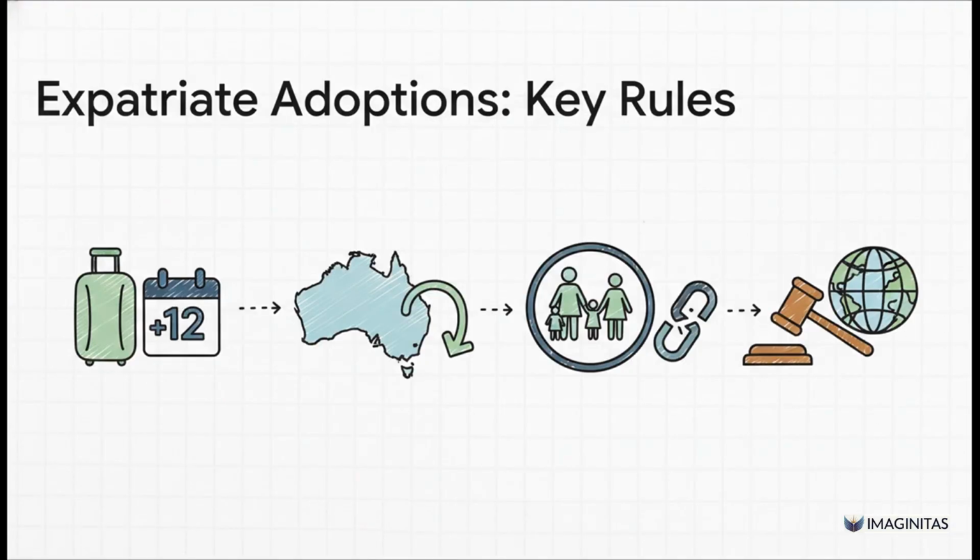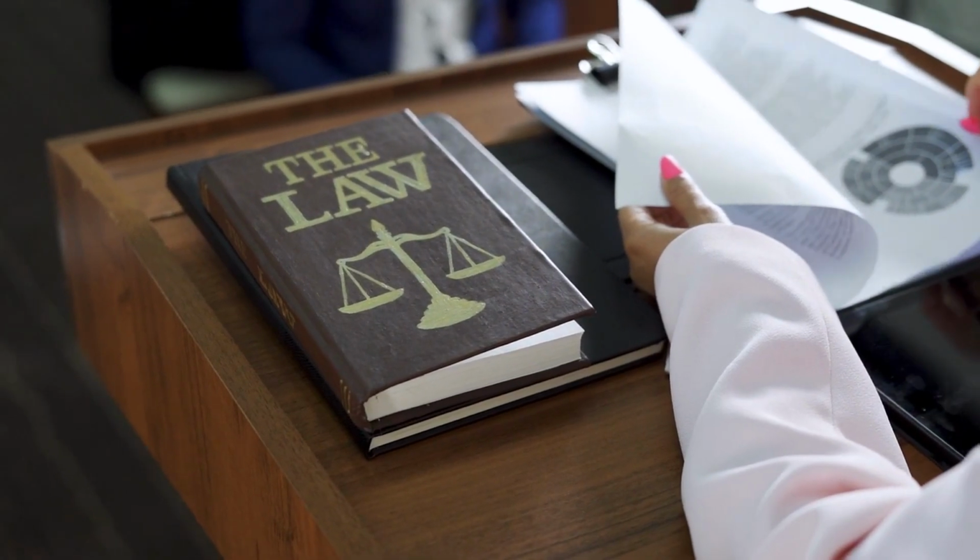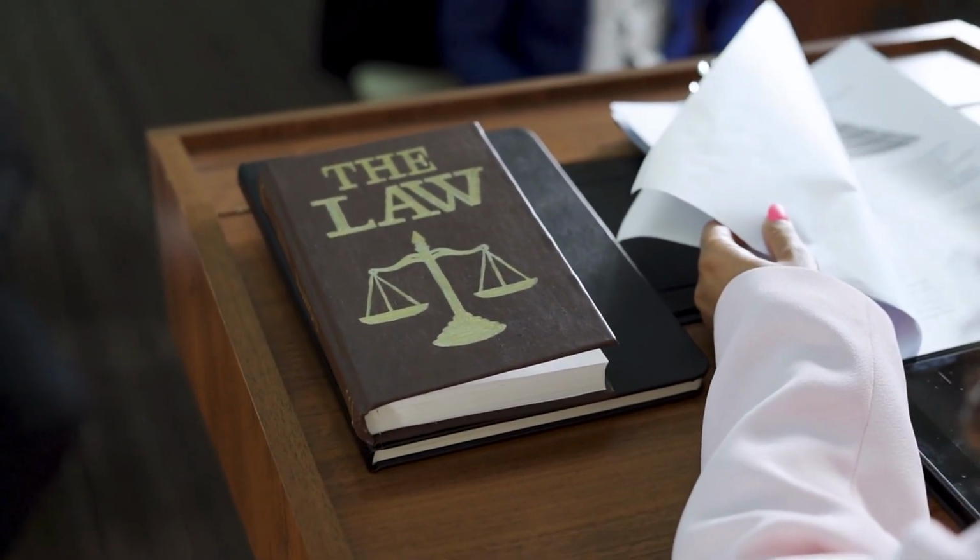So let's take a closer look at that expatriate pathway because the rules here are really strict. Not only do you have to have lived overseas for over a year, but you have to prove it wasn't just a way to sidestep Australia's own adoption laws. You also need to have full permanent parental rights. That means all legal ties to the birth parents are cut, and the whole adoption has to be done completely by the book, following the laws in the child's home country.